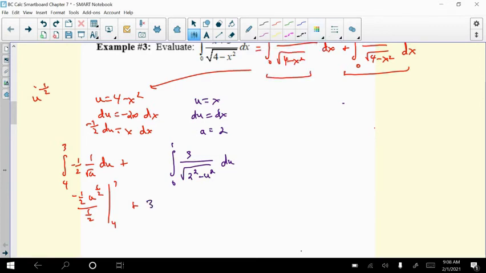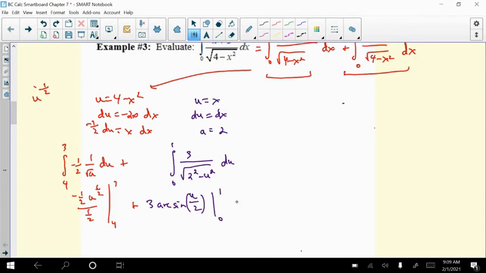So don't forget the 3. Now it's not 3 over a. It's not 1 over a. That's only arc tan and arc secant. So it's just 3, but then it's arc sine of u over a. So u over 2 when evaluated from 0 to 1.